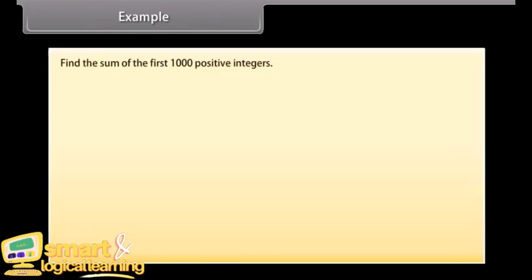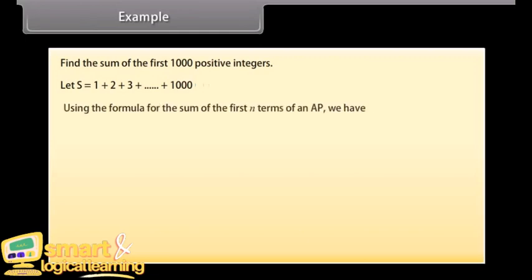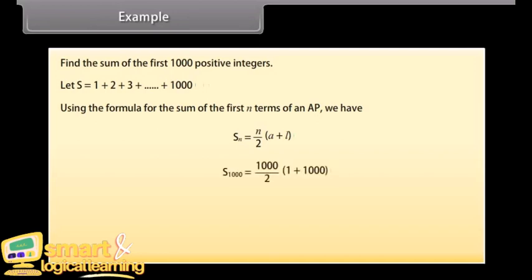Find the sum of the first 1000 positive integers. Let S is equal to 1 plus 2 plus 3 plus so on plus 1000. Using the formula for the sum of the first n terms of an AP, we have Sn is equal to n upon 2 into A plus L. Substituting the value of n, we get S1000 is equal to 1000 upon 2 into 1 plus 1000.